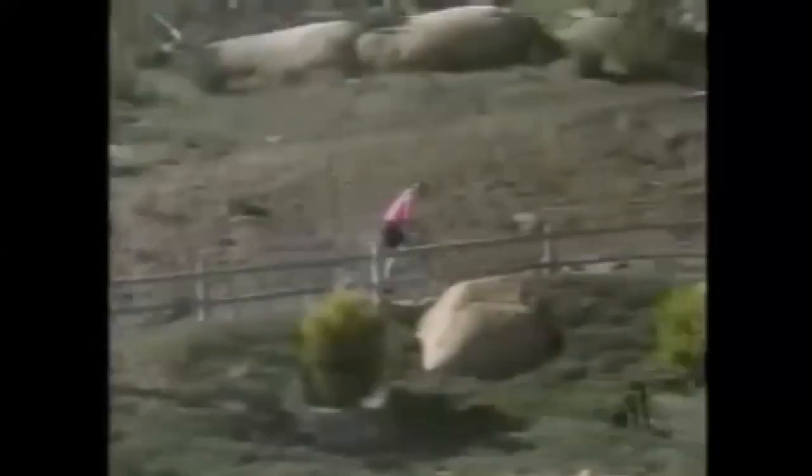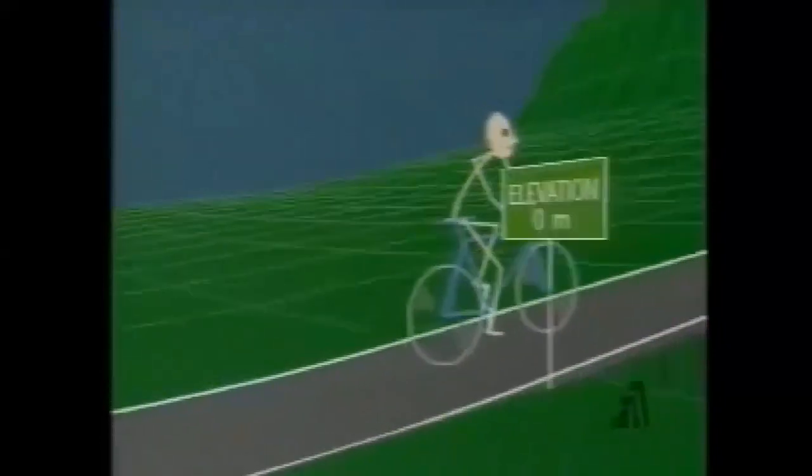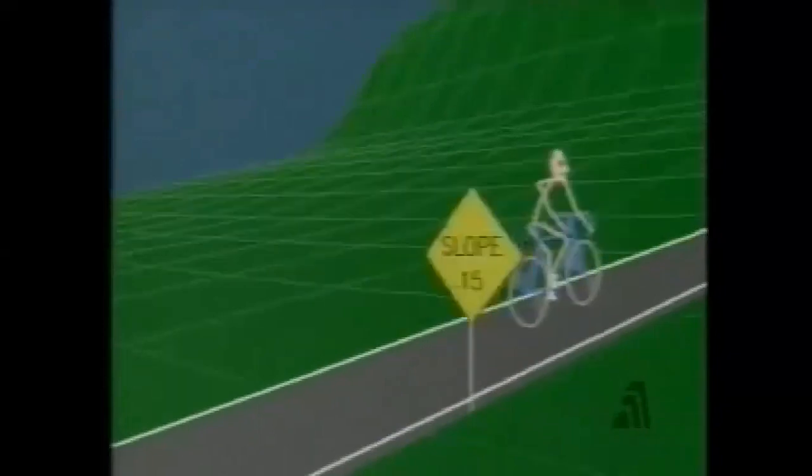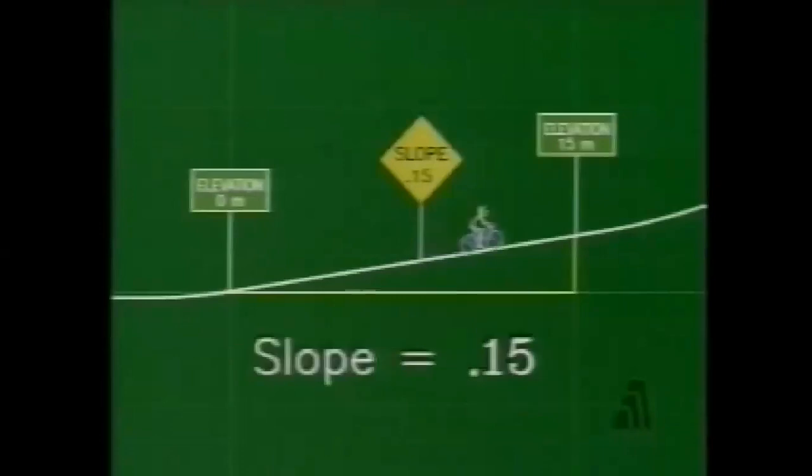Now one more. Consider the factor of steepness. On an incline, the steepness is the ratio of the change in elevation to the change in horizontal distance. This ratio, a number, is called the slope. For example, suppose the elevation of an incline increases 15 meters every 100 meters. The rider moves upward 15, horizontally 100. The slope is 0.15. A hill with a slope of 0.3 is twice as steep as one with a slope of 0.15.